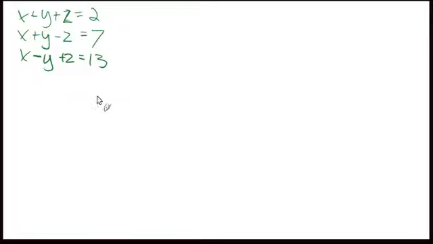So what would a solution to this system look like? Well, it's going to be this ordered triplet, an x and a y and a z. This x can go here, here, and here. This y goes here, here, here. The z goes here, here, here. And when I put that same x, y, and z into all these equations, here I'm going to get a 2, here I should get a 7, and here I should get a 13.